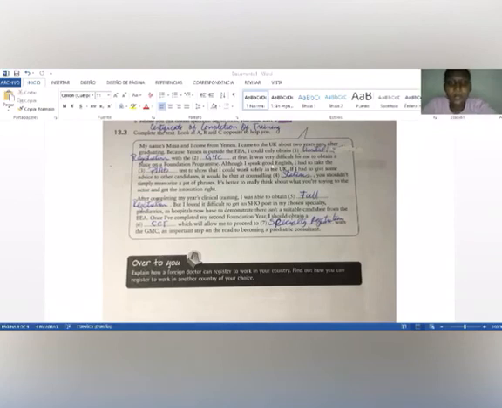Although I speak good English, I had to take the PLAB test to show that I could work safely in the UK. If I have to give some advice to other candidates, it will be that at consultation stations, you shouldn't simply memorize a set of phrases. It is better to really think about what you're saying to the actor and get the intonation right.